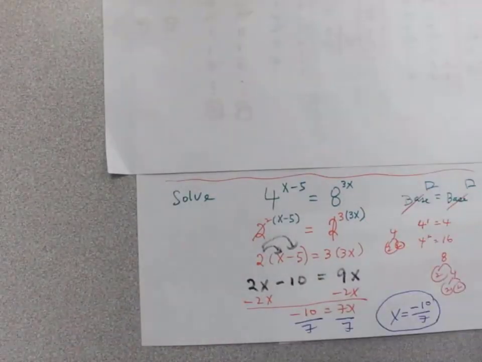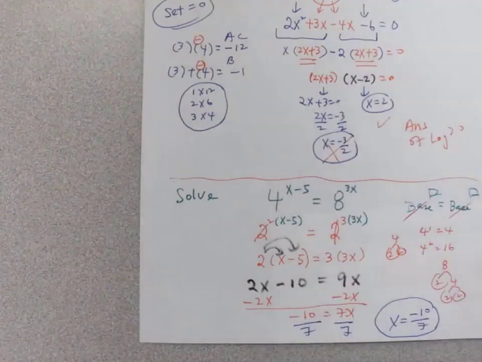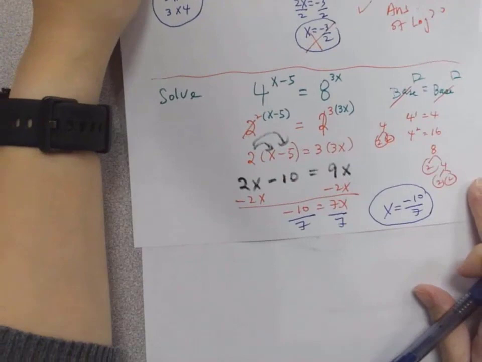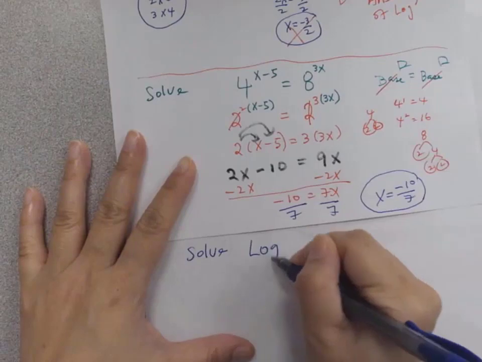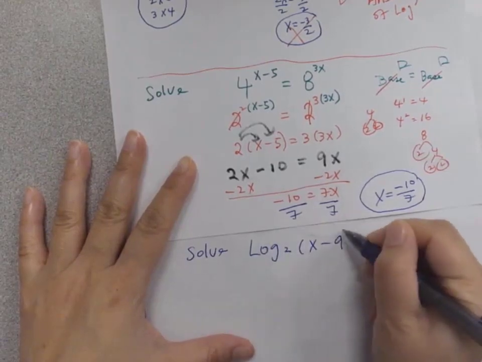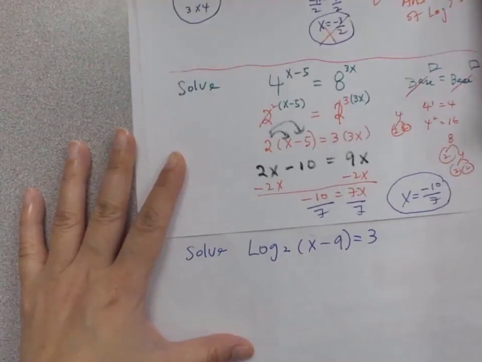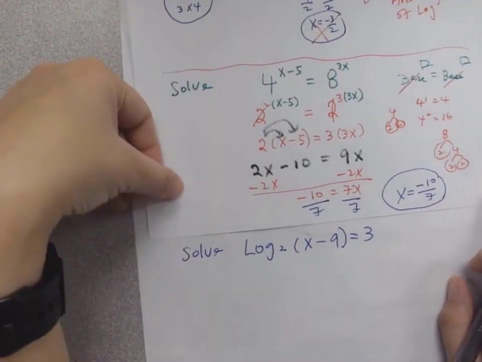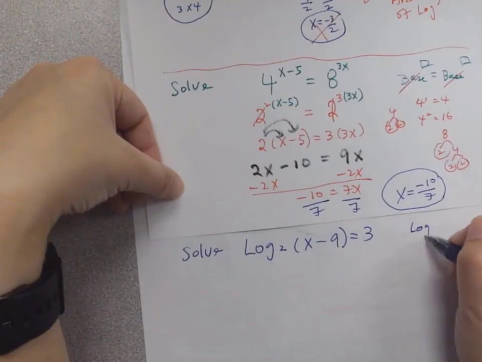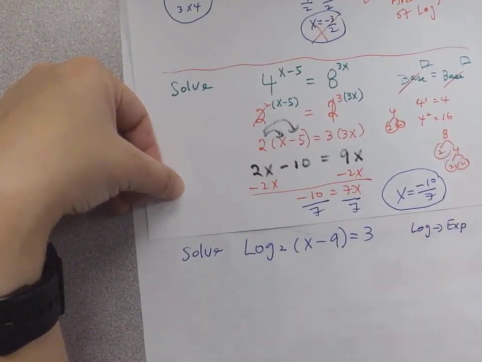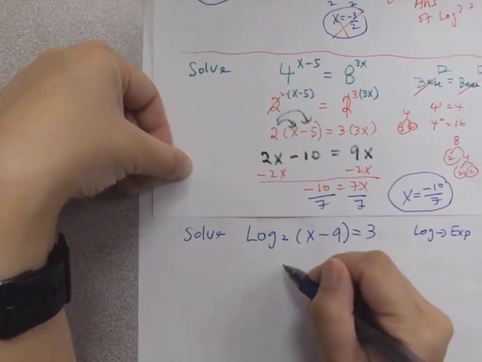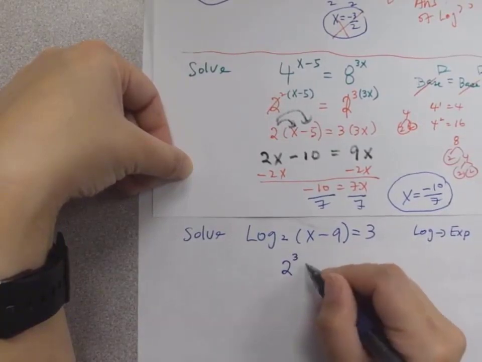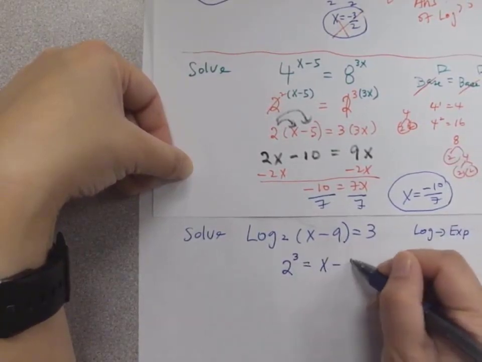Okay, the next one is another log question. Let's do this so you can still see it. Alright, so another log question: if we are solving log base 2 of x minus 9 equals 3. Change it to exponential form. Okay, log to exponential, your base is 2 raised to the third power equals x minus 9.